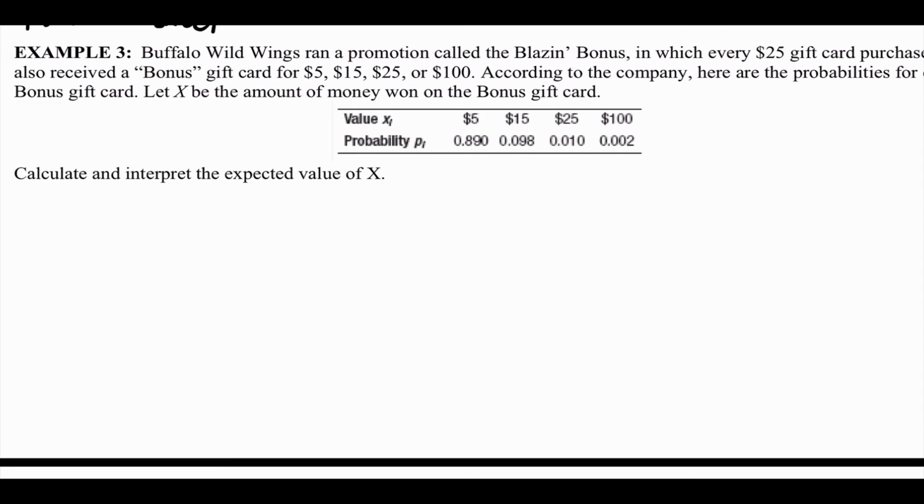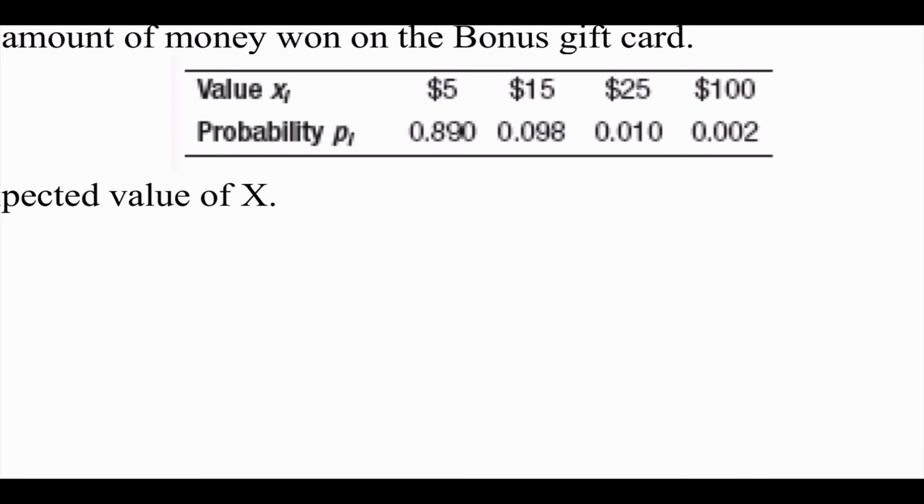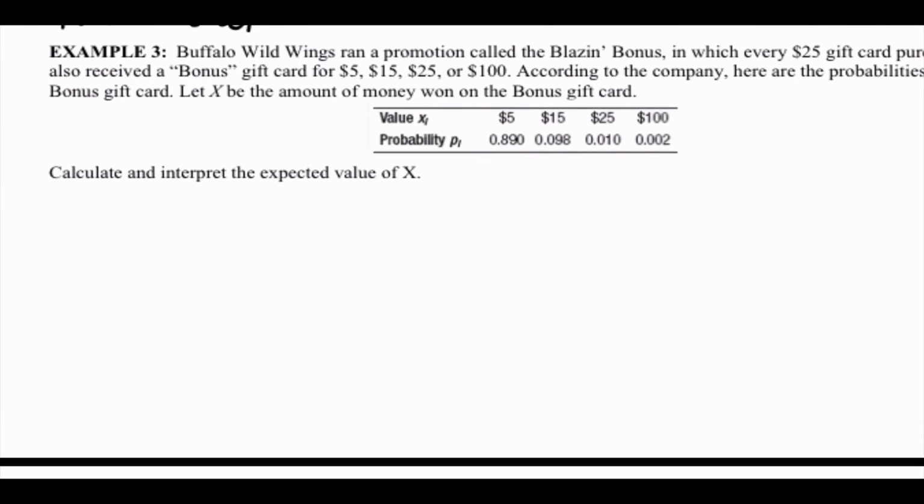So if you went into Buffalo Wild Wings during this promotion and you said, I want to get a $25 gift card for somebody, not only would they sell you that, but they'd also give you a bonus on top of that. Okay? Somehow they decided which one, random. So X is the amount of money you won on top of it. So $5, you got an extra $5 to your 25. 15, you got an extra 15. 25, 100, you got an extra. And they give you the probabilities. The probability that they would give me a $5 bonus is right there. Probability 15, probability 25, probability 100. So we need to find the expected value.